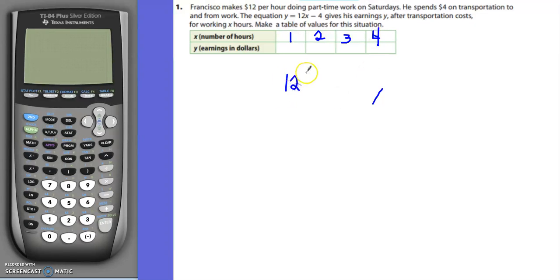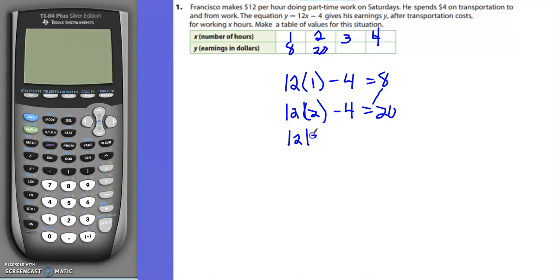Alright, so if we do 12 times 1 minus 4. 12 times 1 is 12. 12 minus 4 is 8. Okay, 12 times 2 is 24. 24 minus 4 is 20. 12 times 3 is 36. 36 minus 4 is going to be 32. And lastly, 12 times 4 is 48. 48 minus 4 will get me 44.